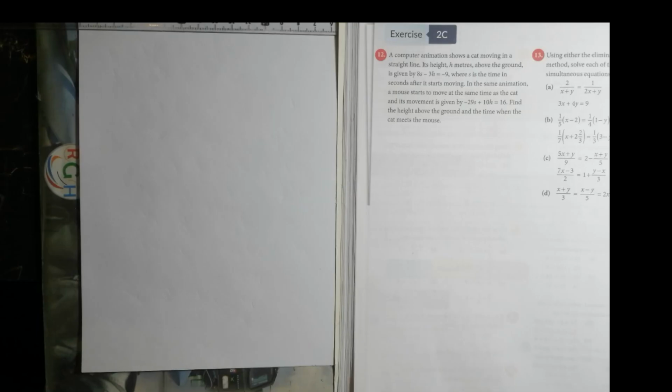Assalamu alaikum. Hello everyone. We are going to start the exercise 2C from question number 12.